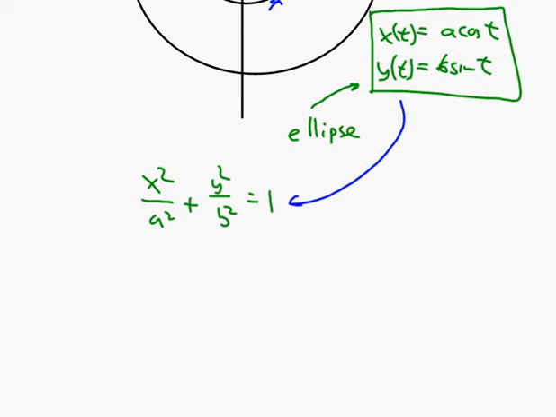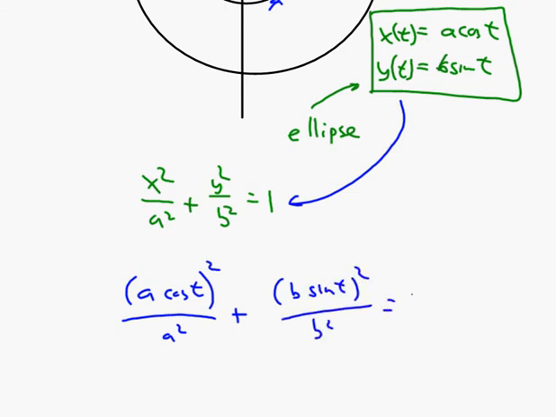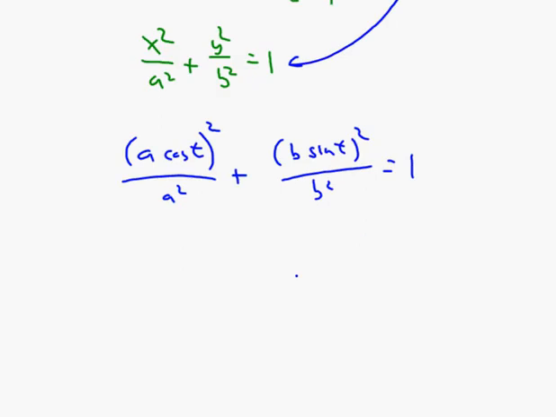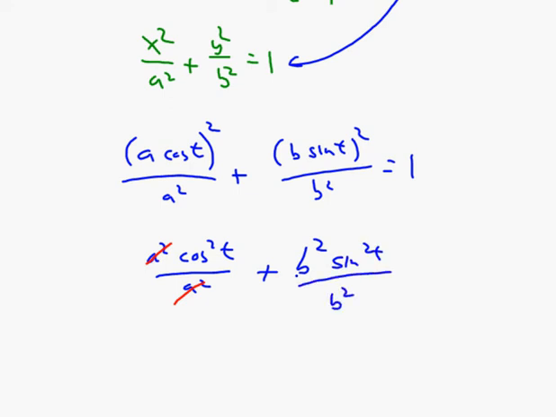So here we go. A cosine t quantity squared over a squared plus b sine t quantity squared over b squared is supposed to equal 1. And if we just square the top here, we get a squared cosine squared t over a squared. And now you can see those a's cancel. Okay. I always get kind of happy when I see a cosine squared because I'm hoping I'm going to add it to a sine squared and get 1. Well, sure enough, that's exactly what happens. These cancel. And now you have cosine squared plus sine squared, and that equals 1. So this thing really is an ellipse.